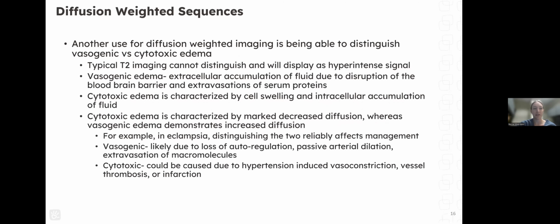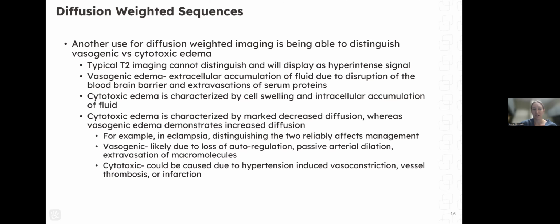Another useful property of diffusion weighted sequences is you can actually distinguish the difference between vasogenic edema and cytotoxic edema. The reason this is very important is that you're potentially able to change management based on knowing what type of edema you may be looking at. So typical T2 imaging cannot distinguish this. It'll just show up as that hyperintense signal that we've seen previously.